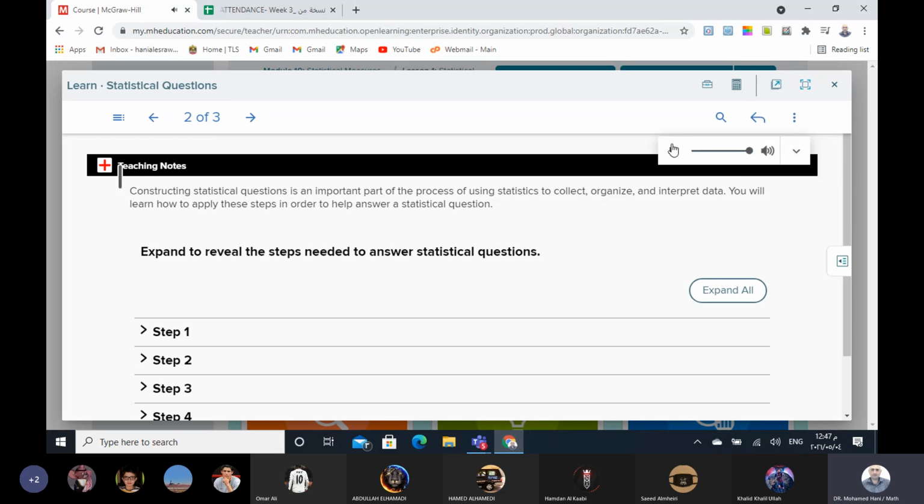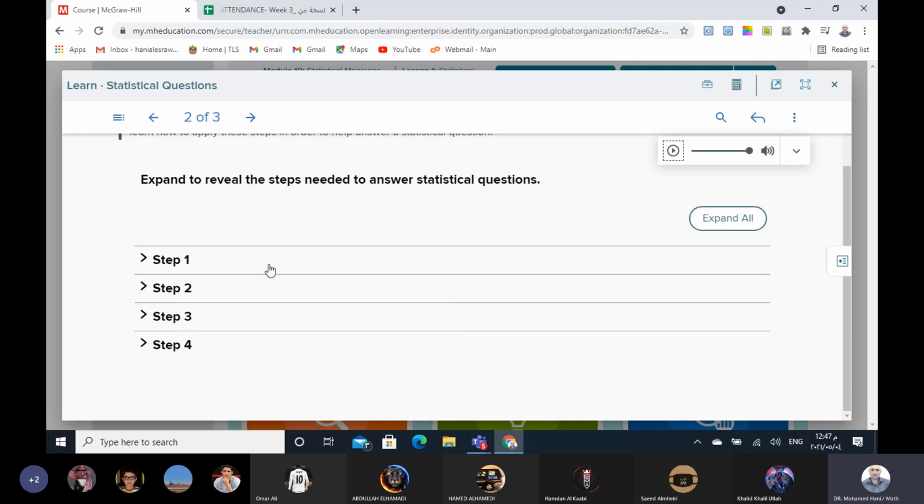Teaching notes. Constructing statistical questions is an important part of the process of using statistics to collect, organize, and interpret data. You will learn how to apply these steps in order to help answer a statistical question. Expand to reveal the steps needed to answer statistical questions. If I have a statistical phenomenon or a statistical question, what do I do? There are steps I must follow.